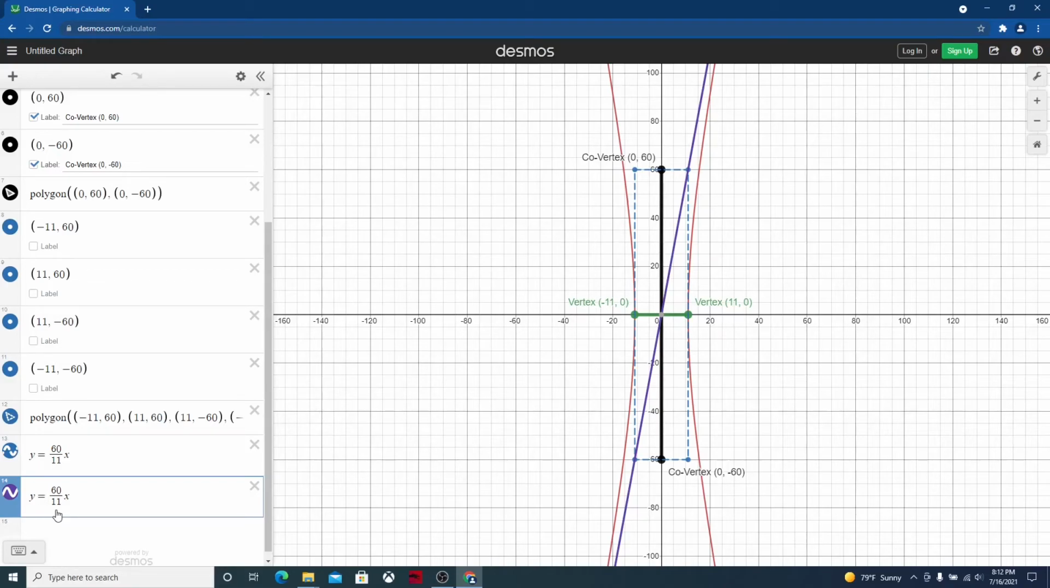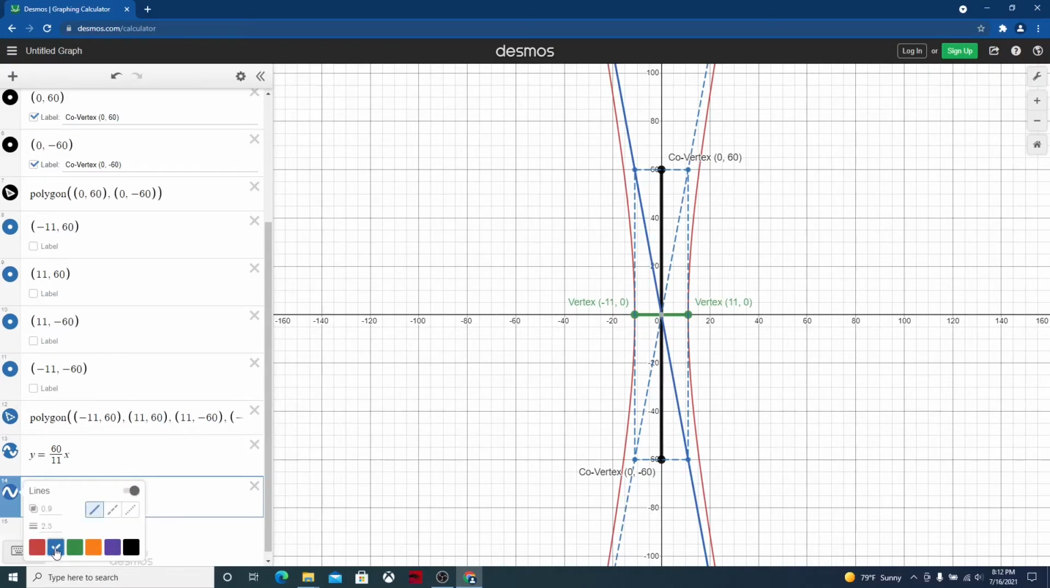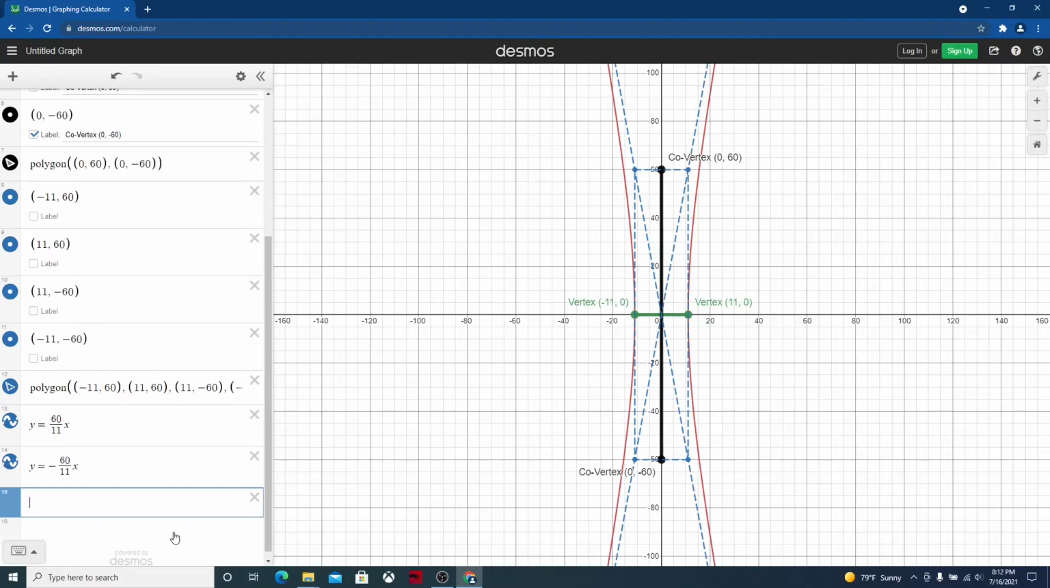What we want is a line that goes from the upper left corner down through the lower right corner. And to do that, I'm going to put a minus sign in front of the fraction. So that is the other asymptote. And again, I'm going to change the color so that it matches the other asymptote, and I'm going to make it dashed. Okay, and so those are our asymptotes.